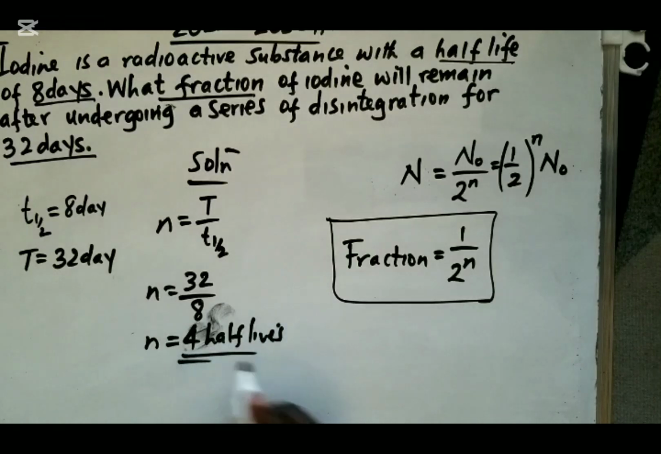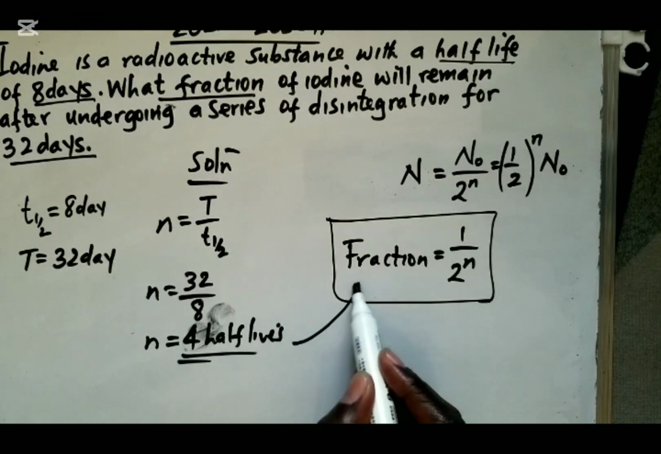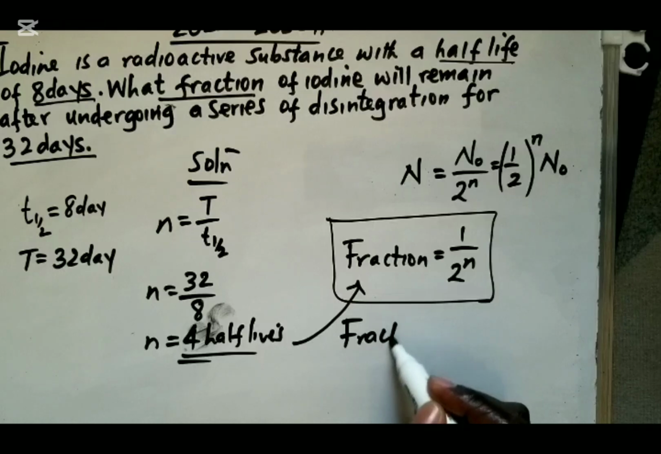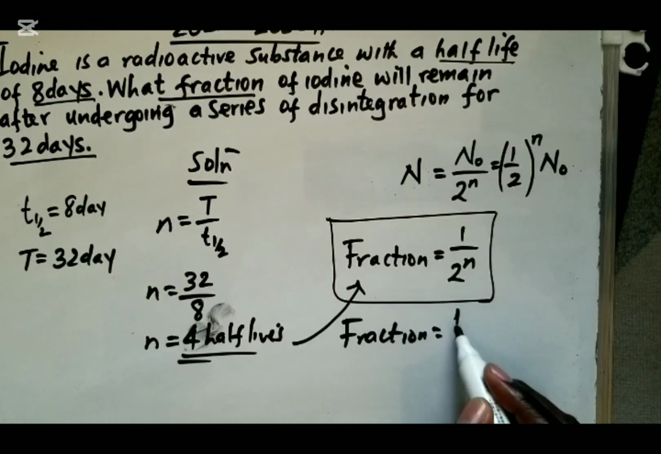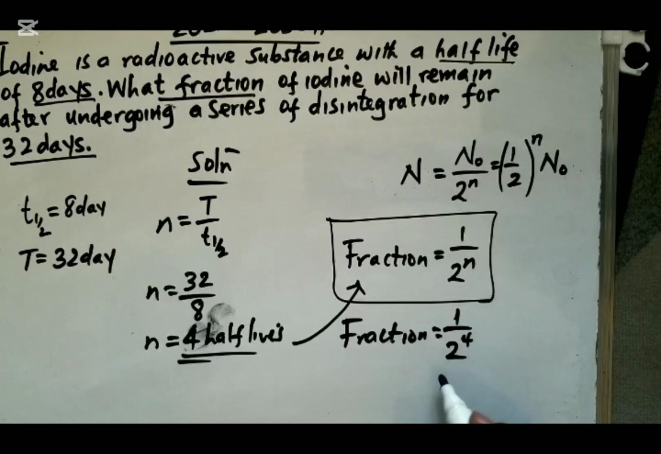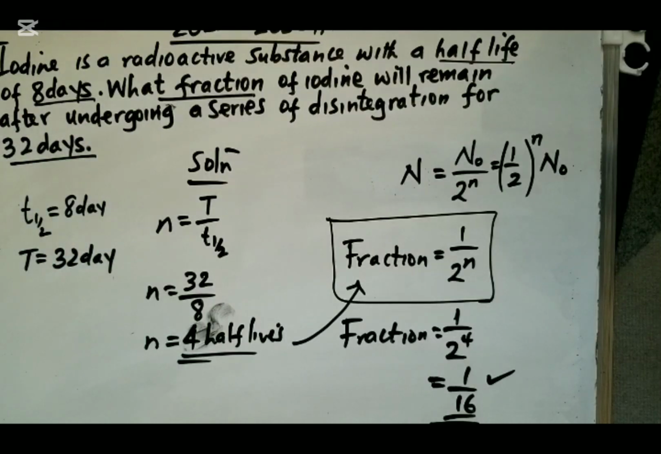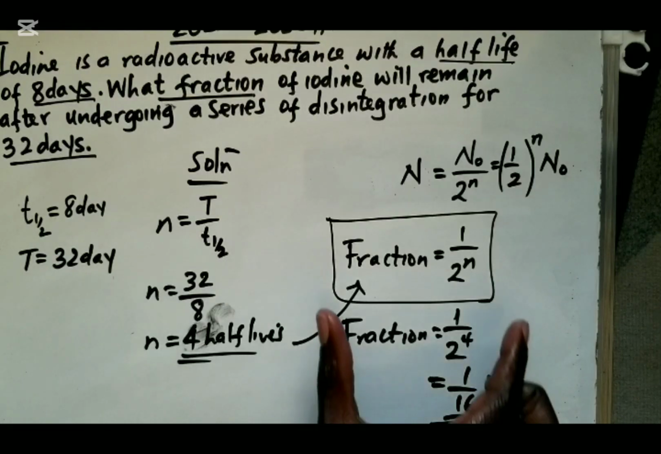So when you get your 4 half-lives there, now you can replace in the formula so that you can know the fraction. So the fraction now is going to be equal to 1/2 raised to the power 4. But of course, 1/2 raised to the power 4 is simply 1/16. So meaning the fraction that is going to remain after a total period of 32 days is going to be 1/16. So that is what you can use.